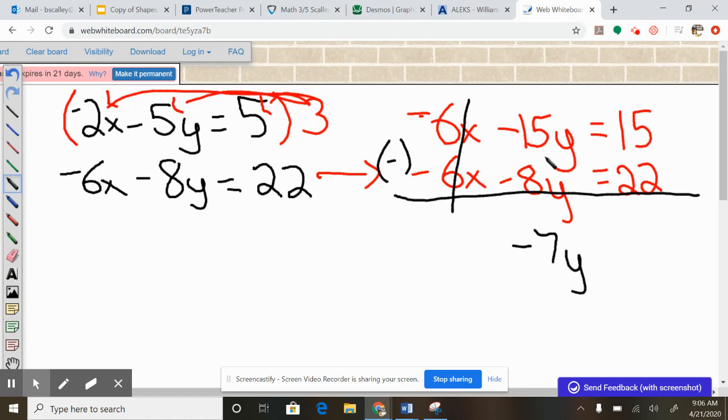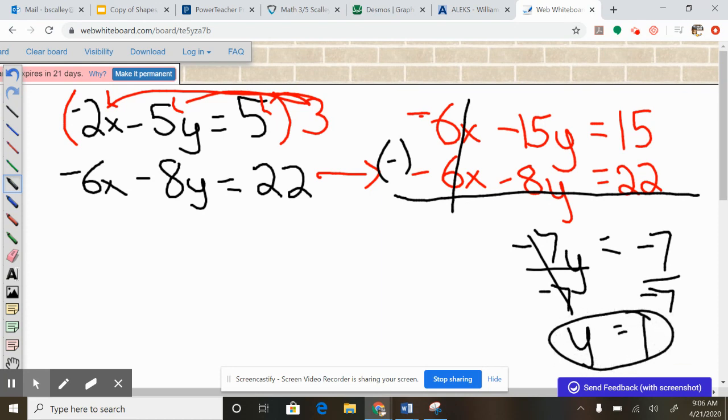And then I have 15 minus a positive 22. So 15 minus 22 is -7. And this is going to work out nicely because I can divide both sides by -7 and get that y equals 1. That is only part of my answer.